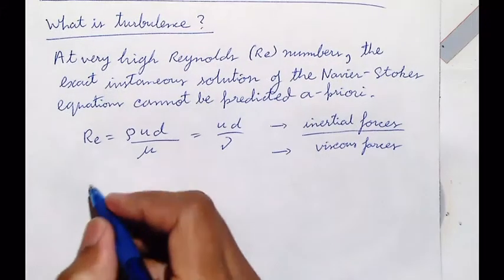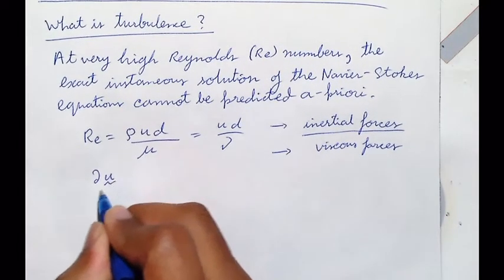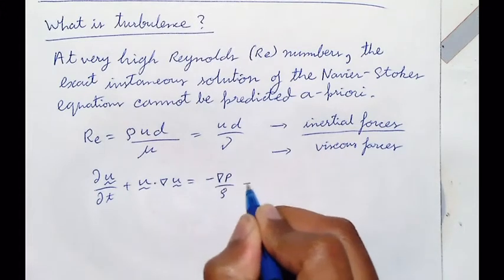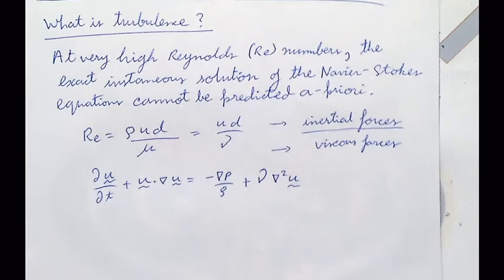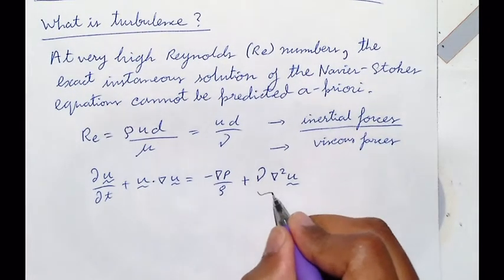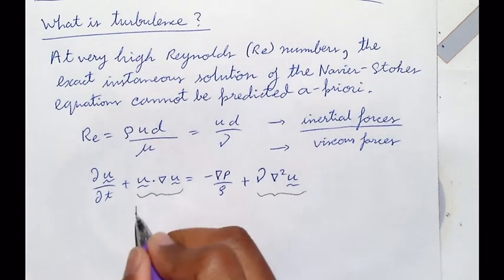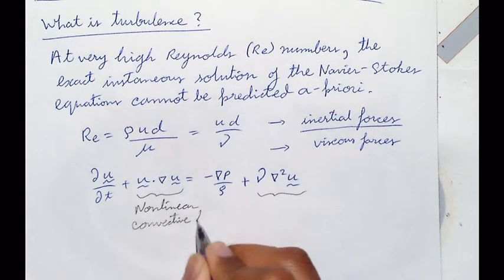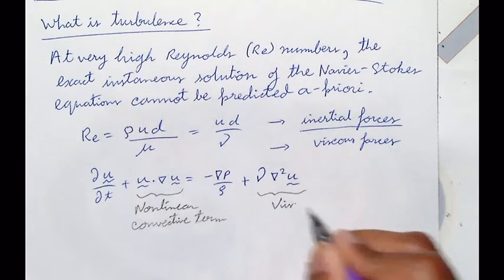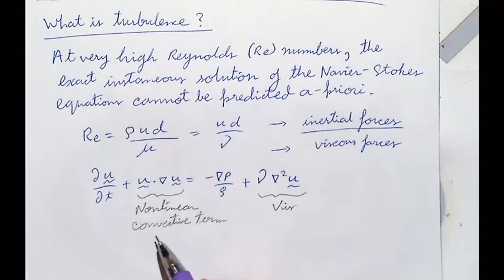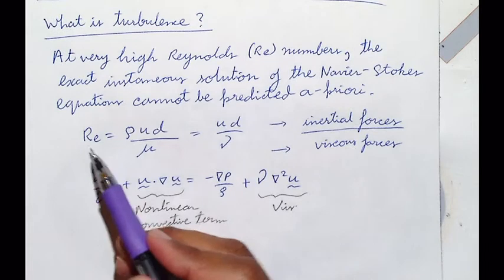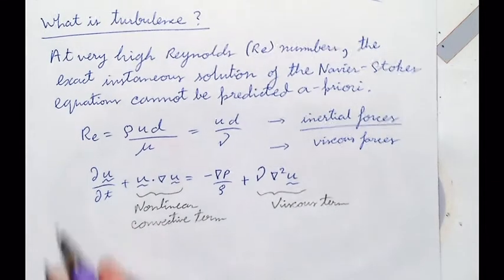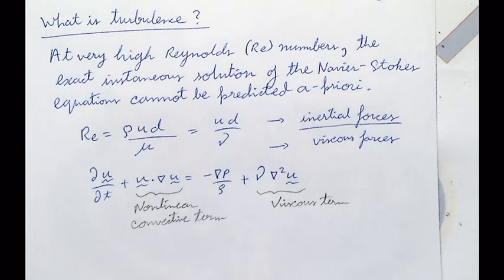Okay, and let's write down the momentum equation. Okay, so in here, this is the viscous term, this is the nonlinear convective term. So this ratio, the Reynolds number, is just telling us which term is more important. If it's high Reynolds numbers, the convective term becomes much more important than the viscous term. And if the Reynolds number is very, very small, it's the opposite. Viscous terms are much more important.